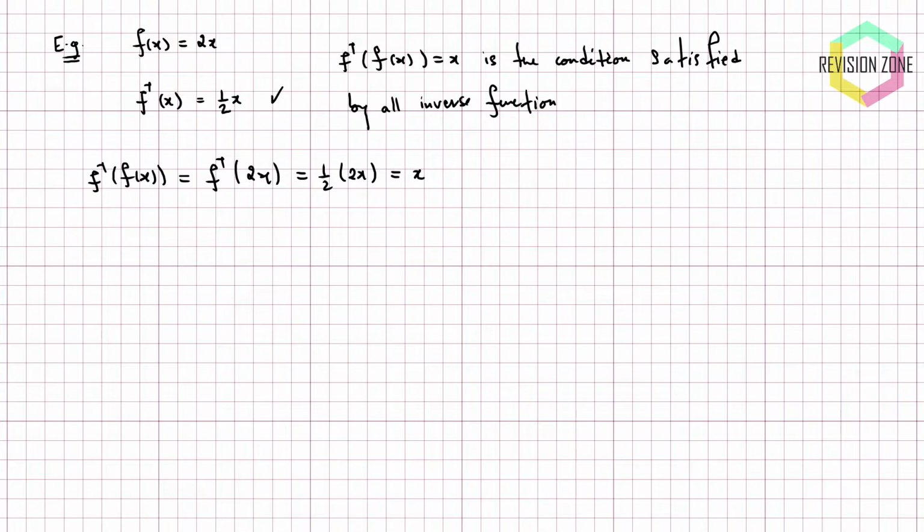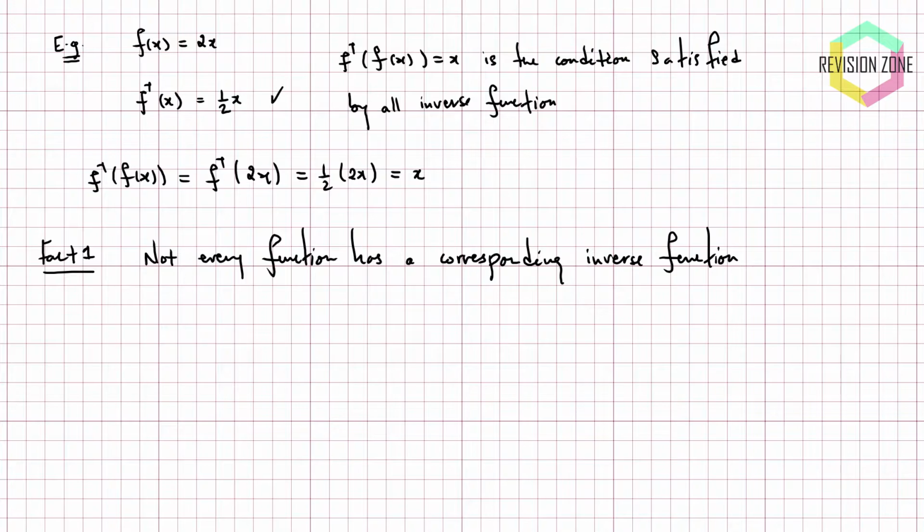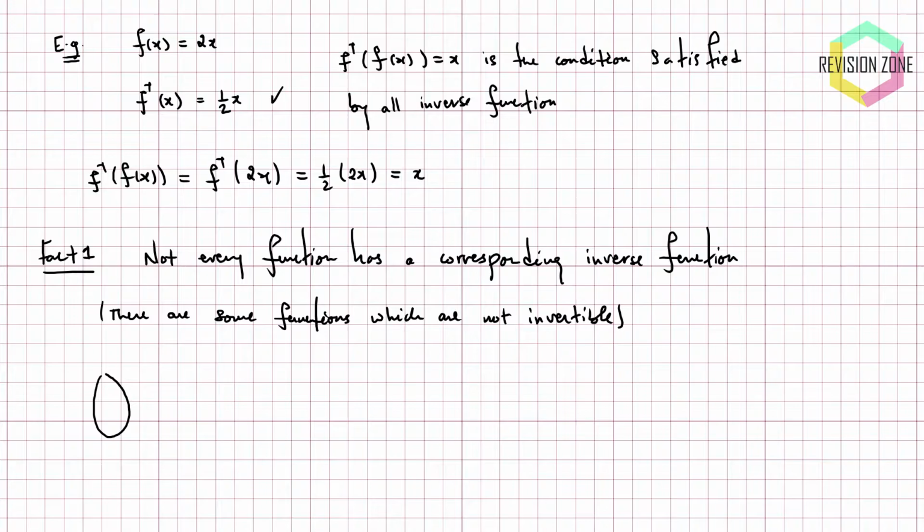Now, here's a bit more theory, okay? So fact one about inverse functions. Not every function has an inverse function. In other words, there are some functions that are not invertible. Now, to understand this a bit further, we need to develop other ideas. So let's do that. We might have something like the domain of f. And of course, if f acts on the domain, then we end up with the corresponding range of f.